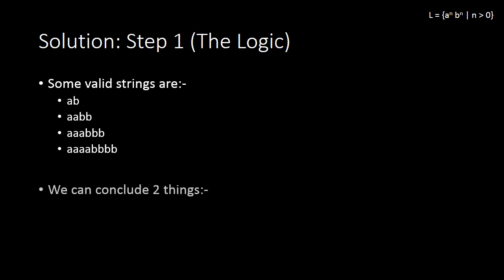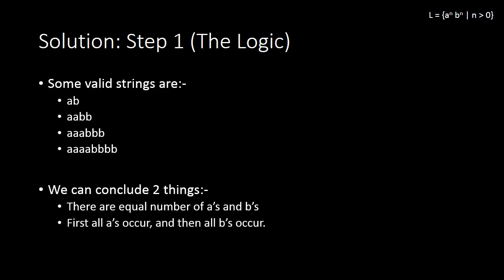So with this we can conclude two things. First, there are equal numbers of A's and B's. This is because the exponent n is the same on both A and B. Secondly, we can conclude that first all A's occur, then all B's occur. So in the above example strings, we clearly see that A's occur first and then B's occur.